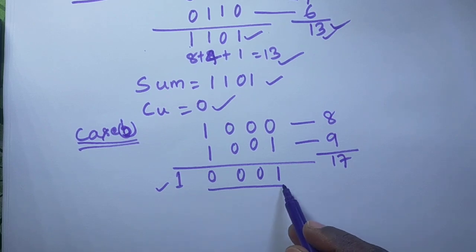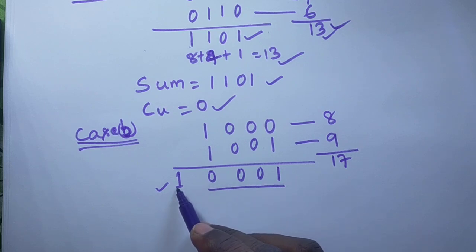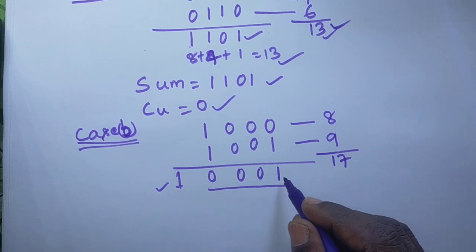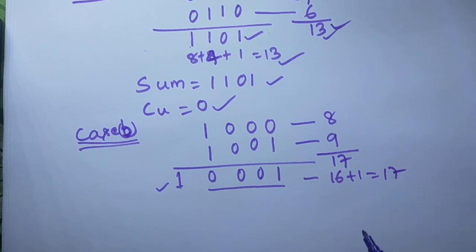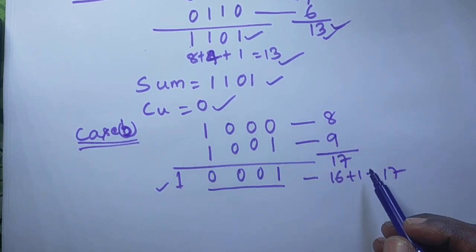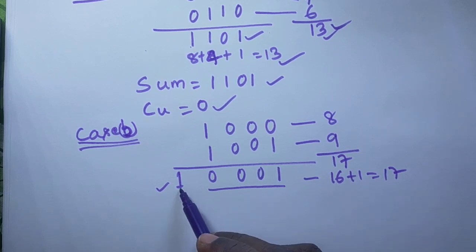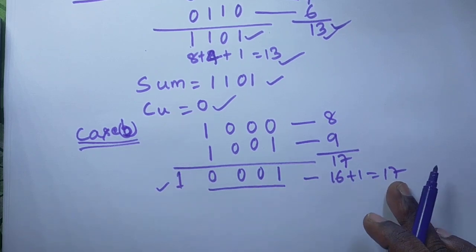What is the value of this? Obviously, here up to here is 8. Next is 8, 16. So 16 plus 1. This value will be 16 plus 1, obviously 17. There is no problem. So obviously the addition of this number will be 17. There is no problem, because out of 4 digits it is 16. This position is 16 plus 1, that is 17.